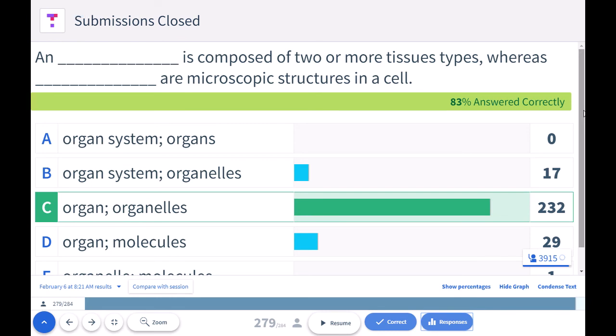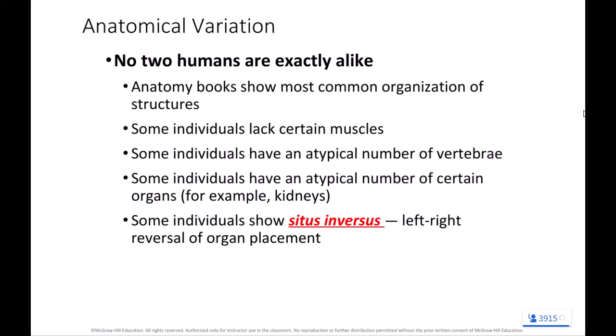So it looks like most of us nailed it. When we look at this, blank, an organ is multiple tissue types working together, and then an organelle is a microscopic structure inside of a cell. Well done.